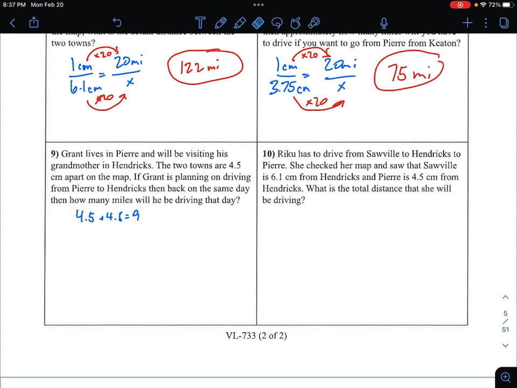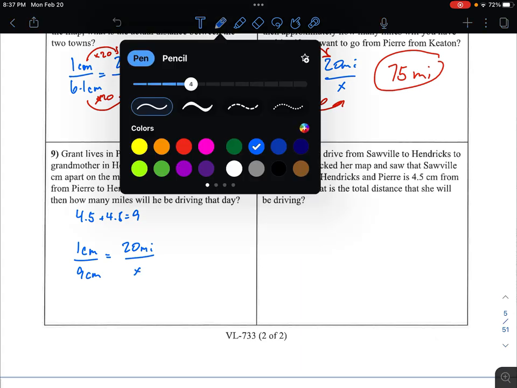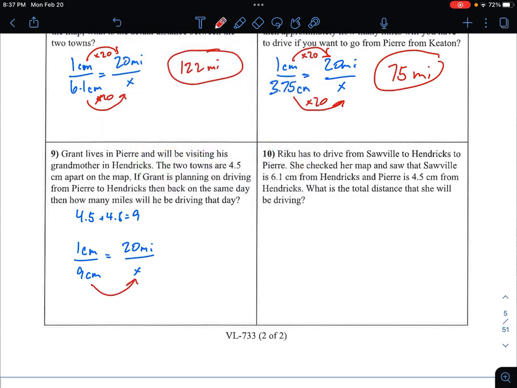Oh, wait. Let me write my scale factor first. 1 centimeter. Oops. 1 centimeter equals 20 miles. If he's going to be driving 9 centimeters, how many miles is that? Again, how do I get from 9 to x? How do I get from 1 to 20? Times 20. I actually do know this one in my head. This one is 180 miles. He will be driving 180 miles to visit Grandma for the day. Last question.